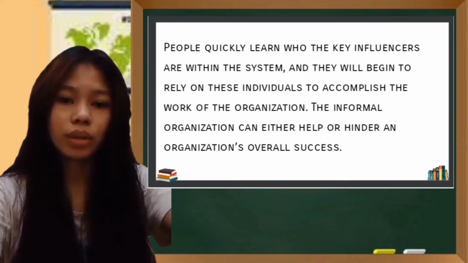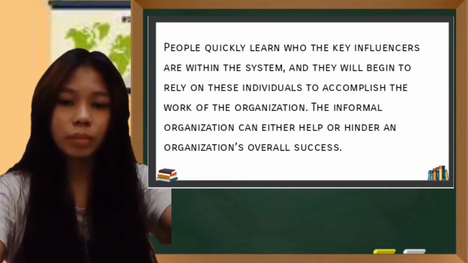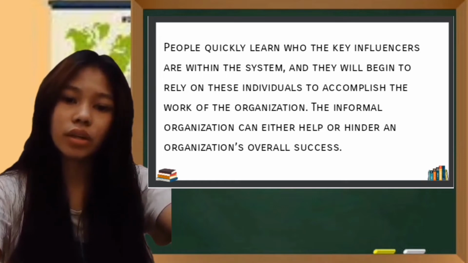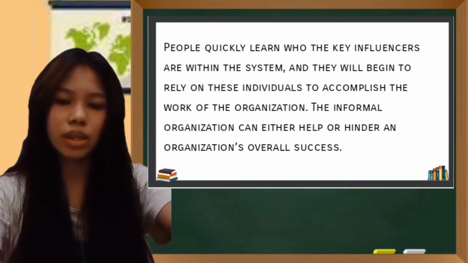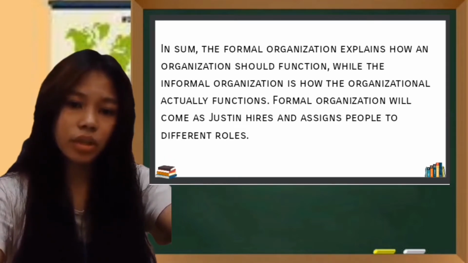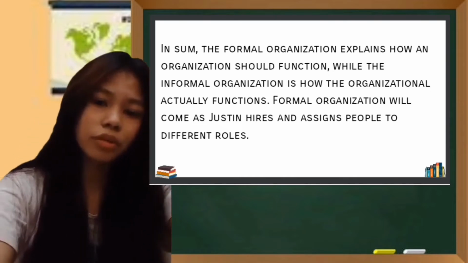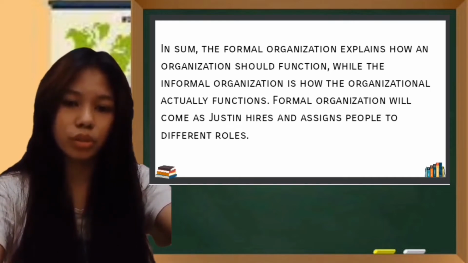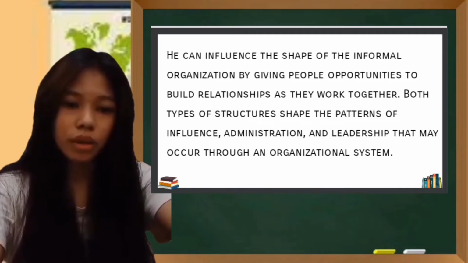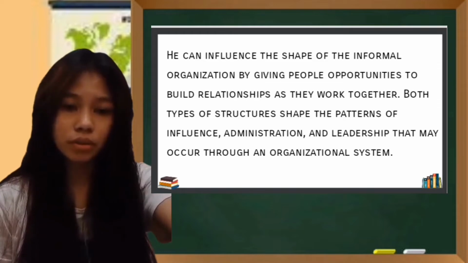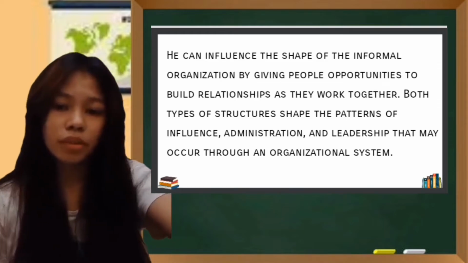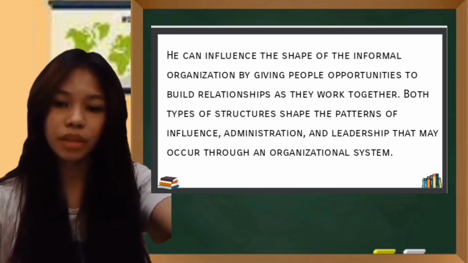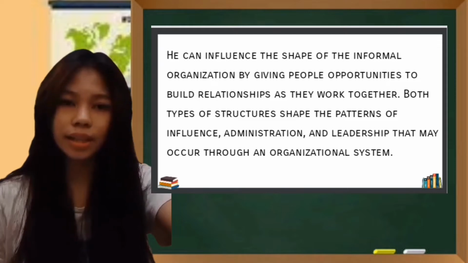People quickly learn who the key employees are within the system, and they will begin to rely on these individuals to accomplish the work of the organization. The informal organization can also either help or hinder our organization's overall success. In sum, the formal organization explains how an organization should function, while the informal organization is how the organization will come together as Justin hires and assigns people to different roles. He can influence the shape of the informal organization by giving people opportunities to build relationships as they work together. Both types of structure shape the patterns of influence, administration, and leadership that may occur through an organizational system.